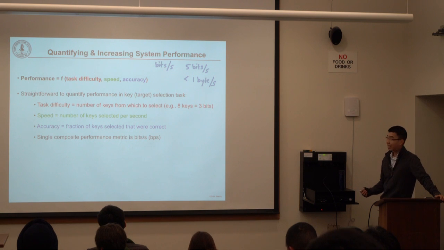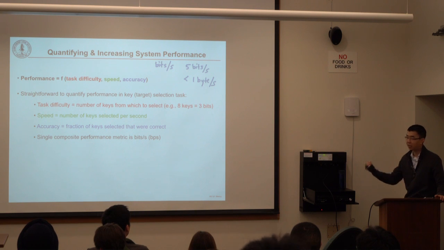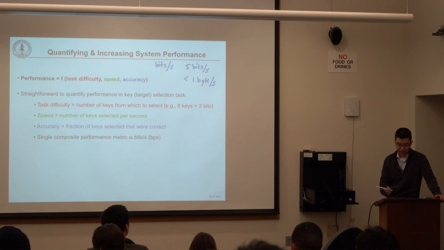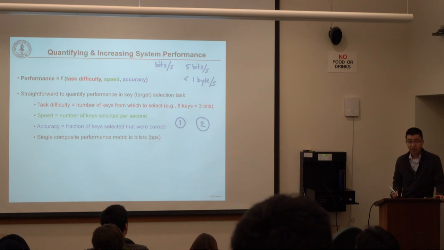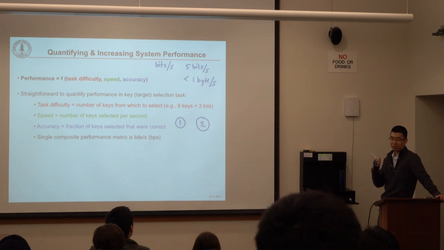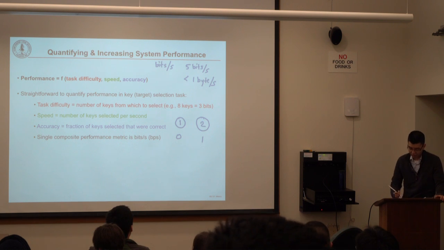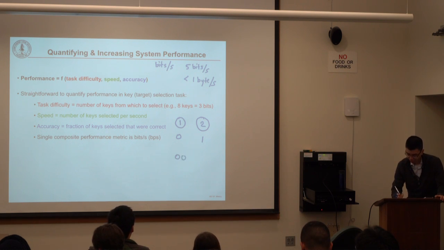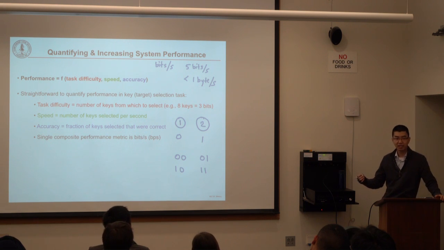The first variable is task difficulty. And so by task difficulty, what we mean is basically how many targets are there. And this makes sense because if we have just 2 targets, so let's say we have target 1 and target 2, how many bits of information can we convey with one selection? Yeah, I saw some people math it. You can convey 1 bit, right? One of these is 0, and one of these is 1. And if you had 4 targets, then you can convey 2 bits, 0, 0, 0, 1, 1, 0, and 1, 1. And so in general, if you have n targets, how many bits can you convey?